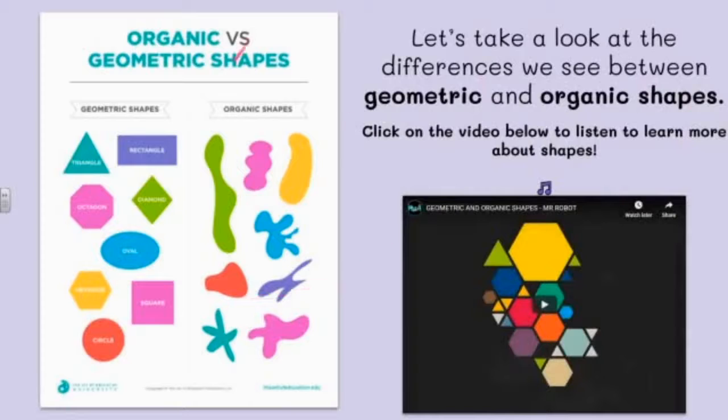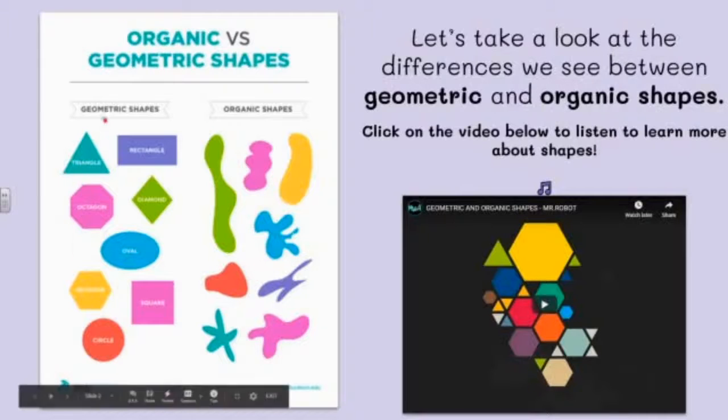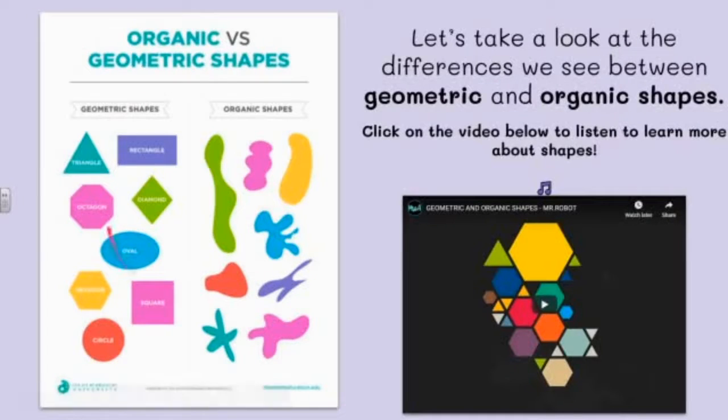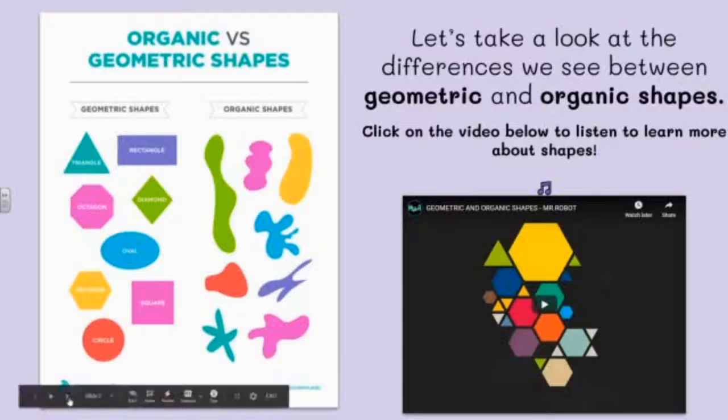An organic shape is a shape that doesn't have a name. If you drew an imaginary line down the center of an organic shape, you will notice that both sides are not the same, so they're not equal. But if we go over to geometric, they always have a name. Rectangle, triangle, we know those are geometric shapes because they have a name. Also, if I drew an imaginary line down the center of any of these shapes, you notice that they are the same on both sides.